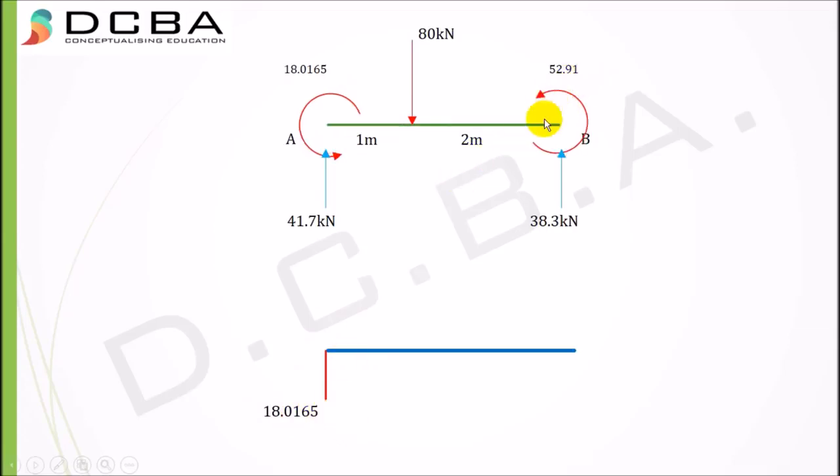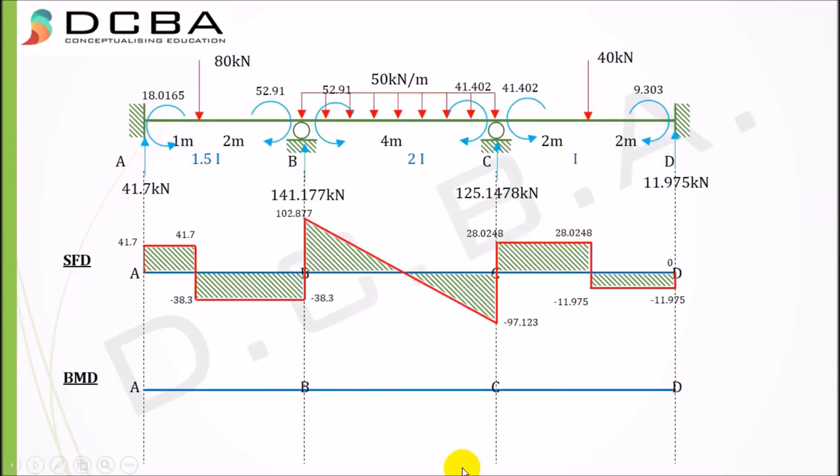And if this particular moment takes my end upwards because of its rotation, as you can see it is going this way, it is going to take my beam upwards. This is called a sagging shape or a smiley face. So if my end goes up, I'll have to plot it above this line, so plus 52.91, and then I'll have to join them. This is one concept that you require to draw the bending moment diagrams. So let's get started with that concept.